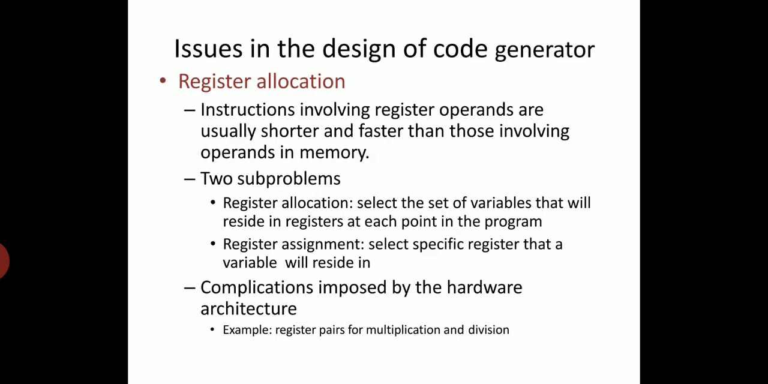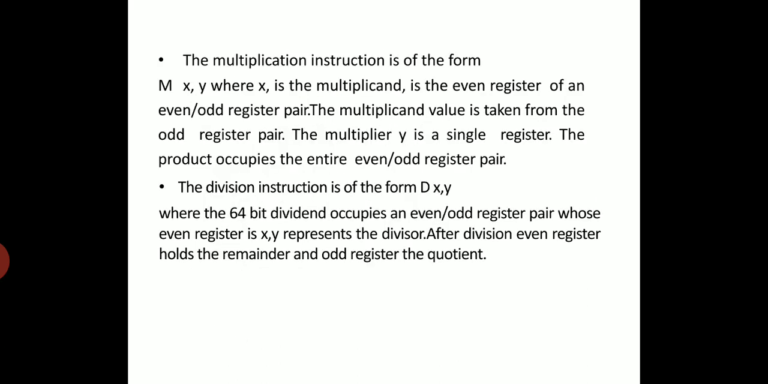Other complications are imposed by the hardware architecture, depending upon certain features, for example for multiplication and division. They will use even-odd register pairs and some conditions. Here, for the multiplication operation, the multiplicand value is taken from the odd register of the pair and the product occupies the entire even-odd register pair.